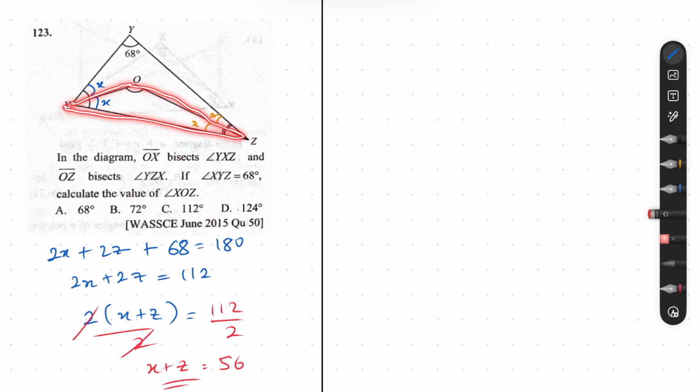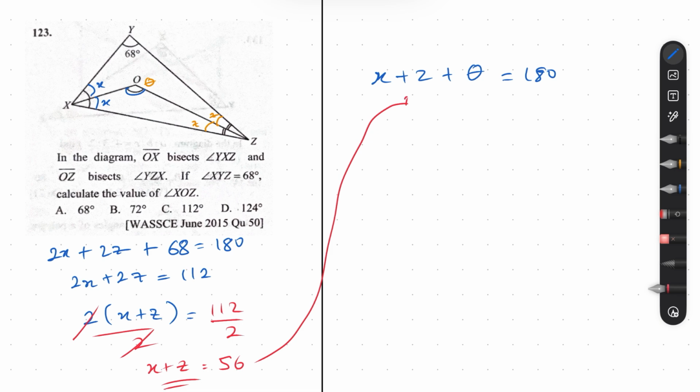We know that this x plus z plus this angle over here is what? 180, because it's a triangle. Okay, so we say x plus z plus, let's call that angle theta. If this angle here is theta, then that should equal 180. But we know that x plus z is 56, right? From here we know that x plus z is 56.